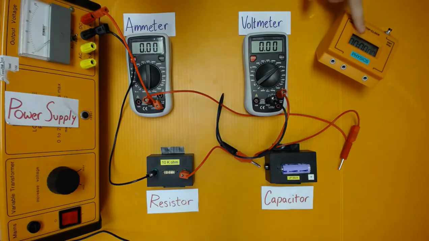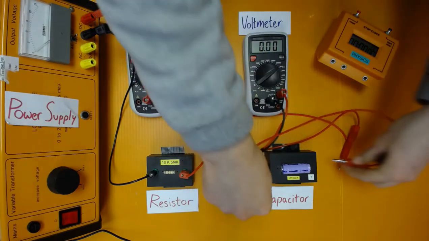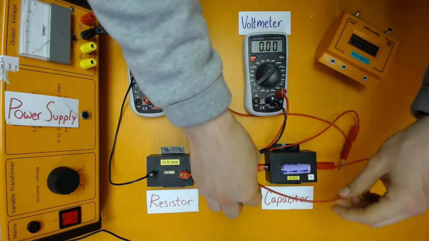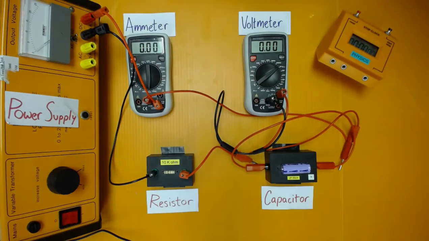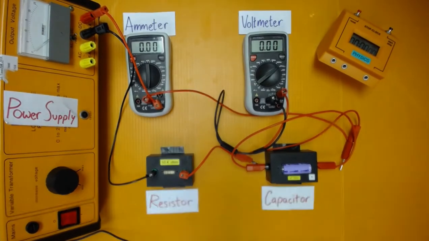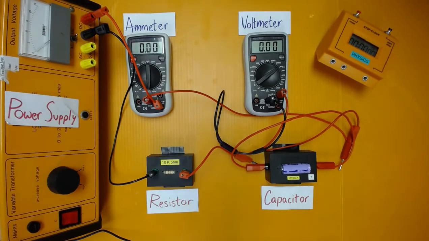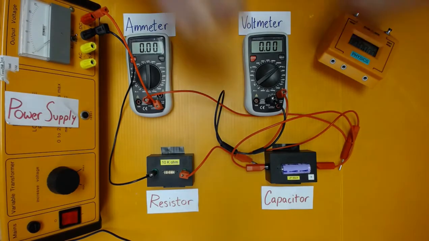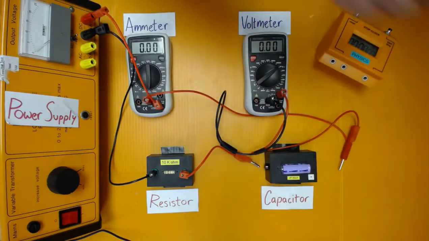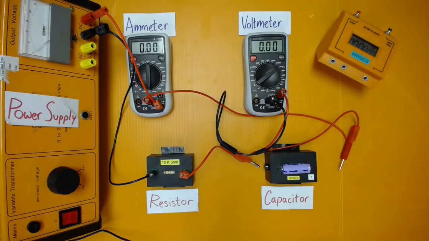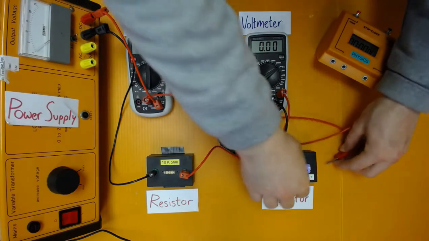We also have a stop clock to enable us to take readings of voltage and current at regular time intervals. First, we will ensure the capacitor is fully discharged by connecting its terminals. This allows charged particles to flow between the capacitor plates to ensure that the net charge is zero and is therefore discharged. Then we can connect up our circuit.